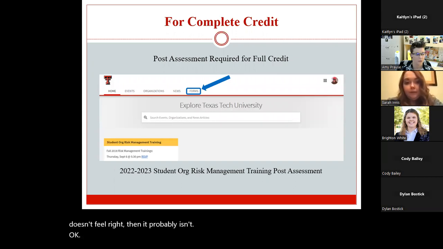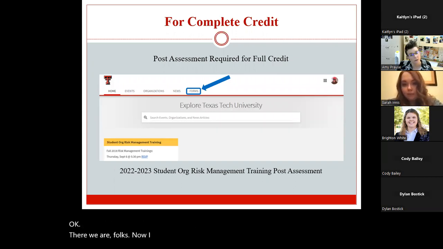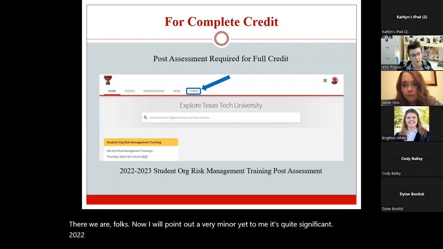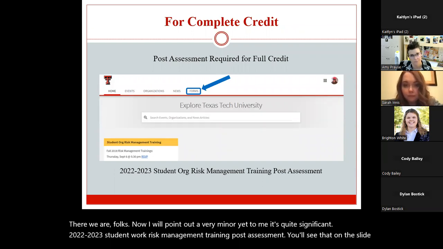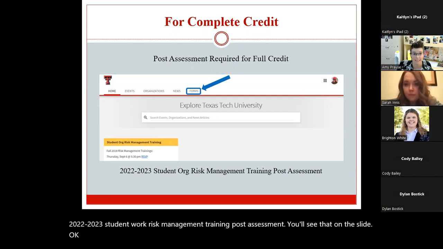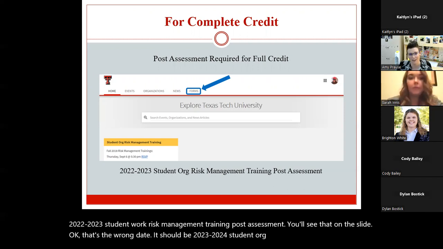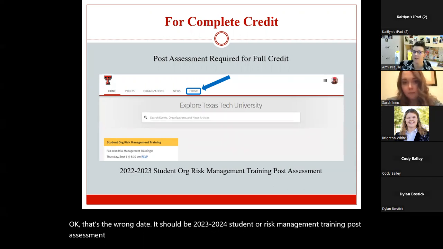There we are, folks. Now, I will point out a very minor, yet to me, quite significant thing. 2022-2023 Student Org Risk Management Training Post-Assessment. Y'all see that on the slide? Okay, that's the wrong date. It should be 2023-2024 Student Org Risk Management Training Post-Assessment. I don't know that I've ever heard of a quiz that has that long of a name.